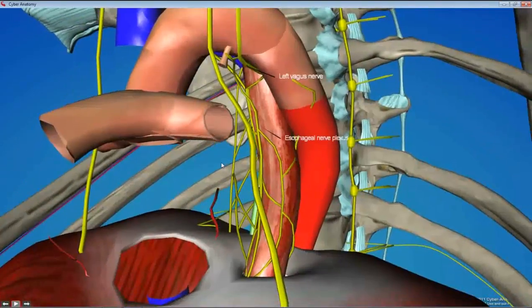Then the rest of the vagus continues on and forms what's called the esophageal nerve plexus, which wraps around the esophagus and then continues on into the abdomen to supply abdominal organs.